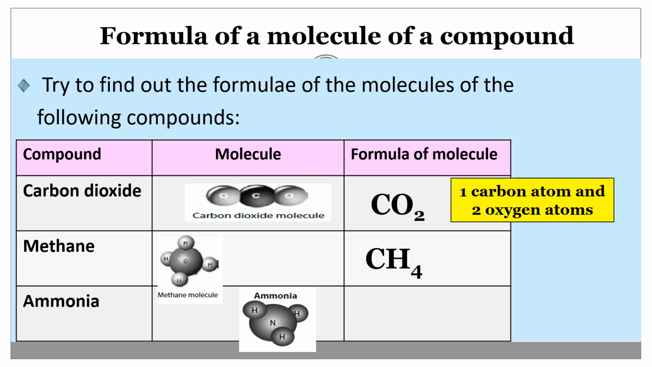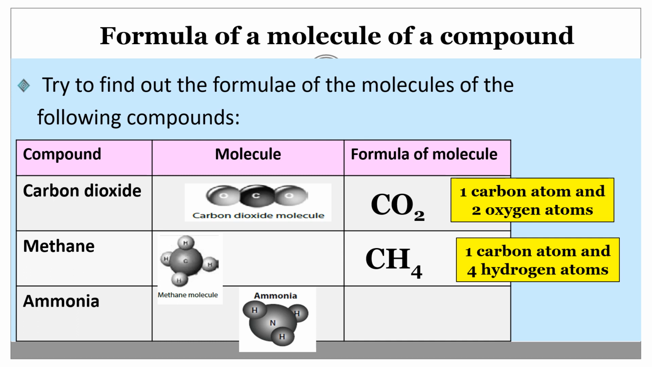The formula of methane is capital C, capital H with a subscript 4. This is because one methane molecule consists of one carbon atom and 4 hydrogen atoms.